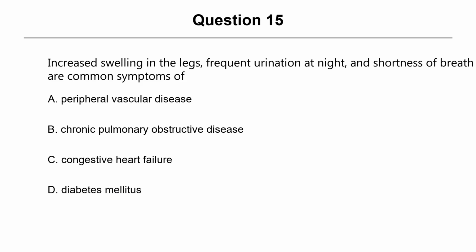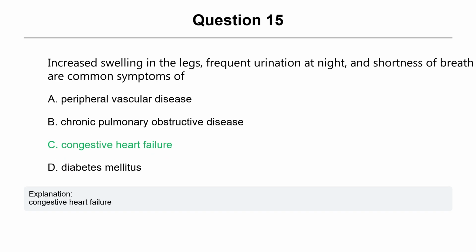Question 15. Increased swelling in the legs, frequent urination at night, and shortness of breath are common symptoms of option A, peripheral vascular disease, option B, chronic pulmonary obstructive disease, option C, congestive heart failure, option D, diabetes mellitus. The correct answer is option C, congestive heart failure.